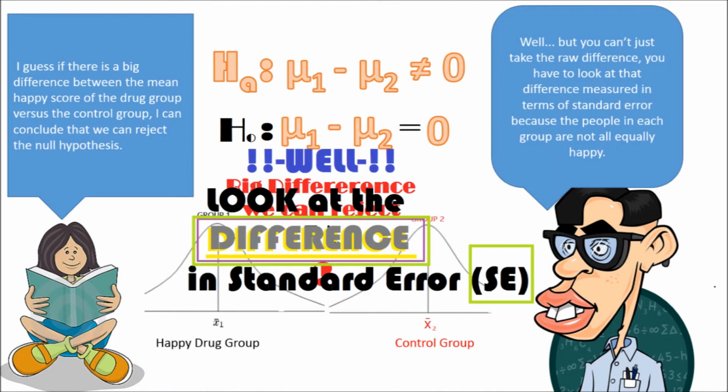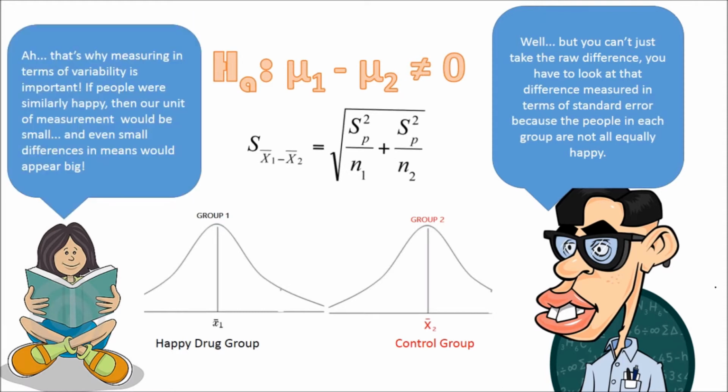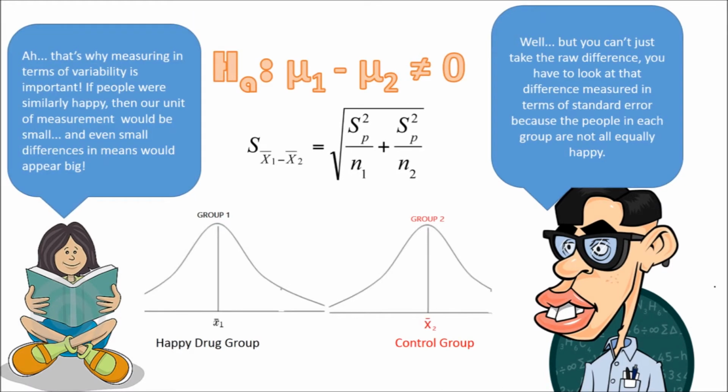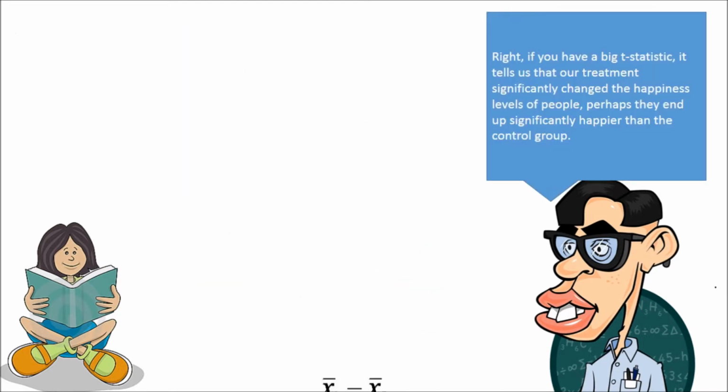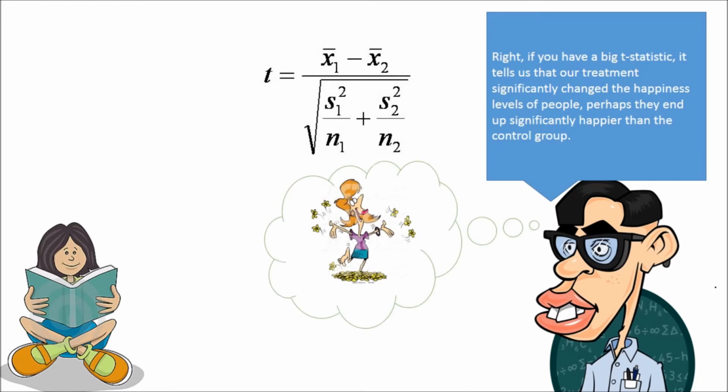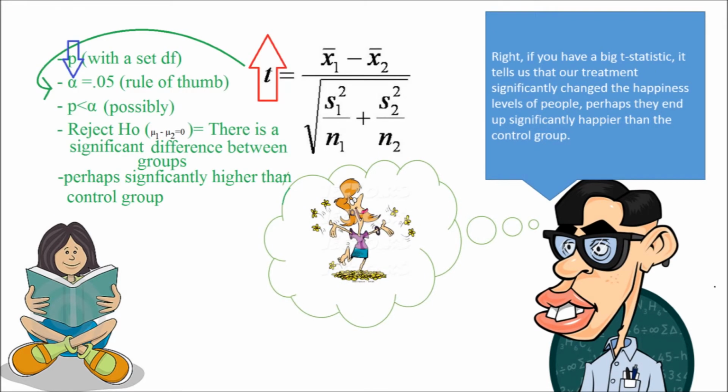Well, you can't just take the raw difference. You have to look at the difference measured in terms of standard error, because the people in each group are not equally happy. That's why measuring in terms of variability is important. If people were similarly happy, then our unit of measurement, the SE, would be small, and even small differences in means would appear big. Right. If you have a big t-statistic, it tells us that our treatment significantly changed the happiness level of people. Perhaps they end up significantly happier than the control group.